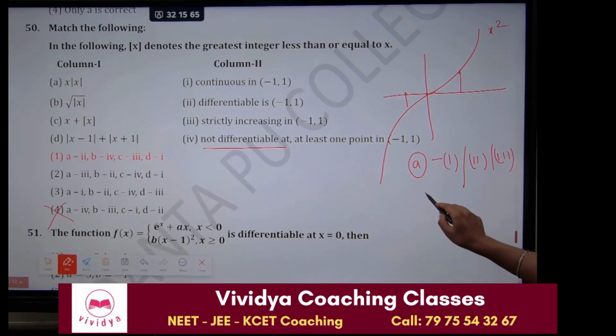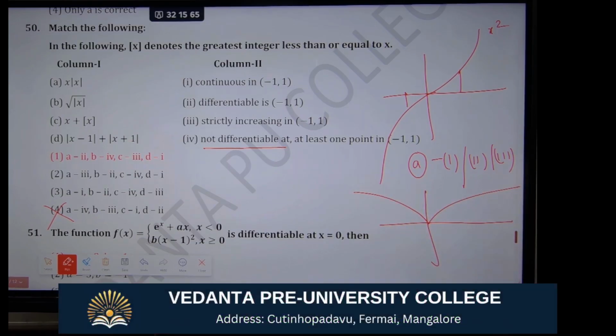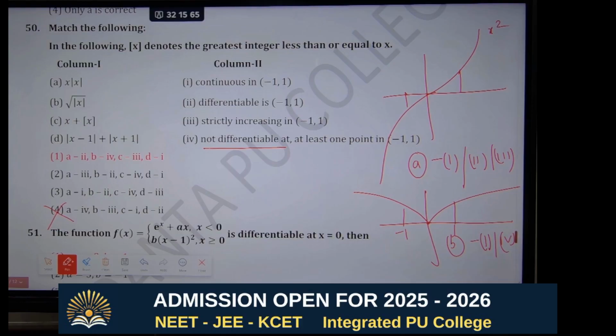Now root x, square root of mod x, you can see root x is this, since square is there, so this is the graph of square root of modulus x. Now this is not differentiable at 0. So option number B, it is continuous, but not differentiable at 0. Option 4 is also correct, but not strictly increasing, because it is neither increasing nor decreasing. For B, option number 1 and 4.